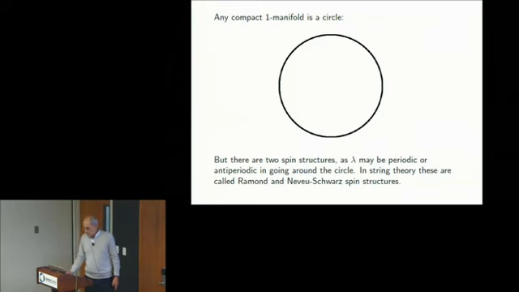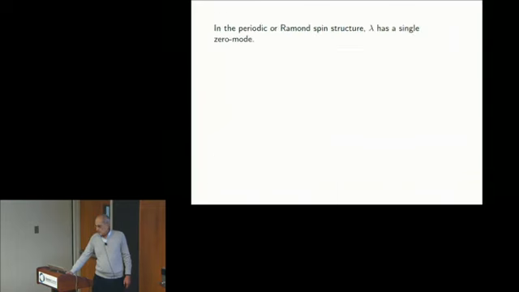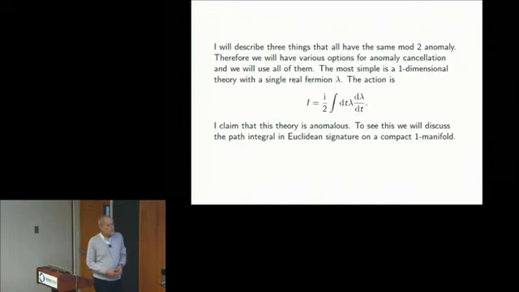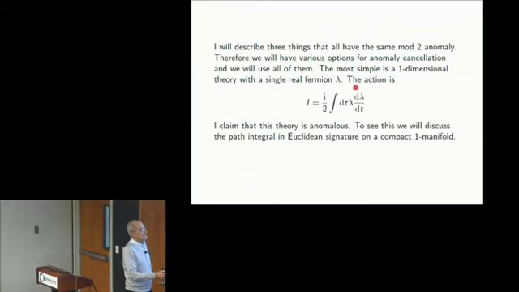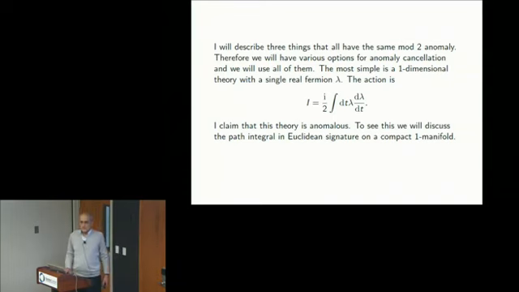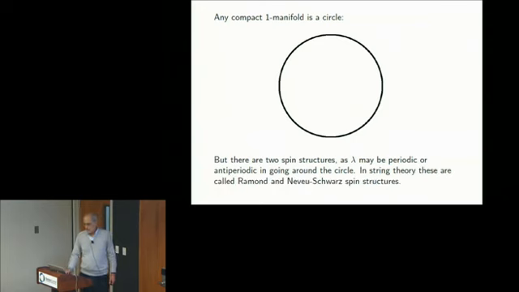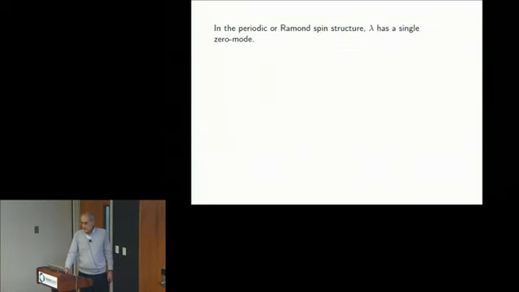In string theory, these would be called the Ramond and the Neveu-Schwarz spin structures, corresponding to periodic and anti-periodic. In the periodic, or Ramond, spin structure, lambda has a single zero mode. Namely, the Dirac equation, which you deduce from this Lagrangian, says just that d lambda/dt is 0. So a solution of the Dirac equation is constant, but in case it's supposed to be anti-periodic, that forces lambda to be 0, and there's no global solution of the Dirac equation. But if lambda is supposed to be periodic, it can be a perfectly happy constant on the circle. So in the periodic spin structure, lambda has a single zero mode.